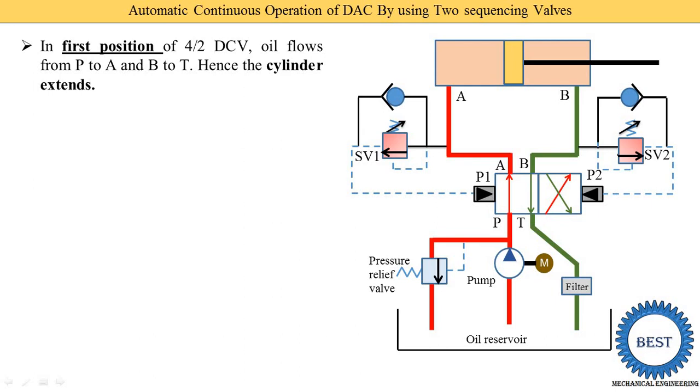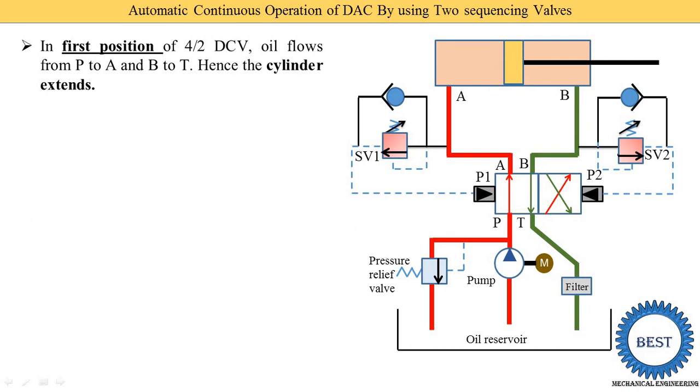So in the first position of 4/2, oil flows from P to A. Here, see oil coming out from the pump is connected with the P port. P port is connected with this A port. From this A port, the oil is supplied to the cylinder, and then it applies some force on the piston. The piston starts to move left to right. Okay, it is called extension.